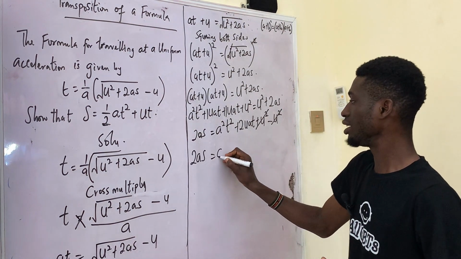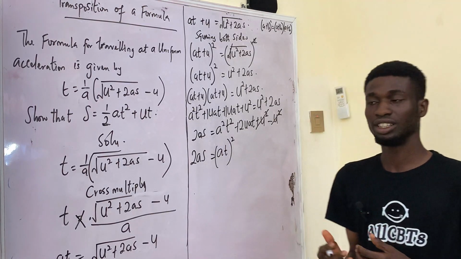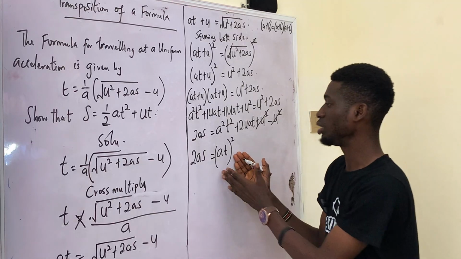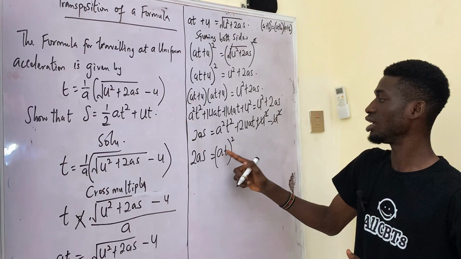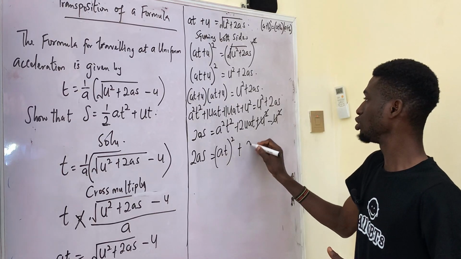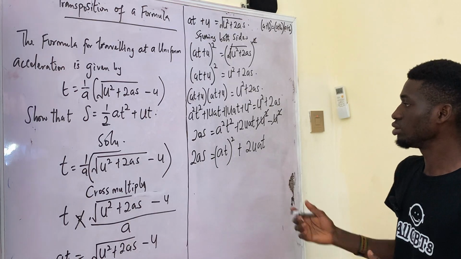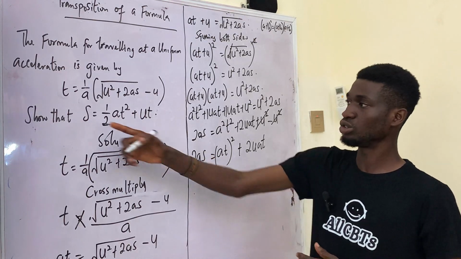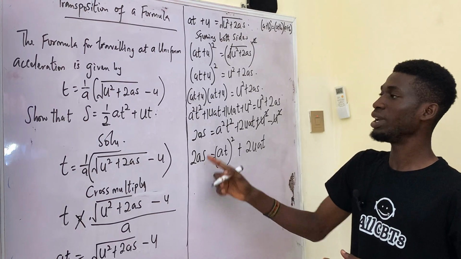This can be written as at all squared. It's still the same thing. I just try to simplify it. So a squared t squared can be written as at all squared plus 2uat. So now you see that we are getting close to our answer. What is disturbing x that will make it look like this?